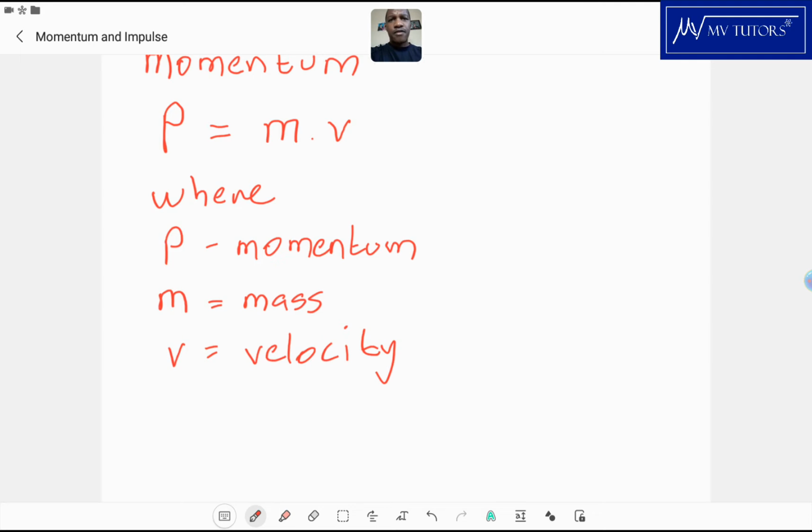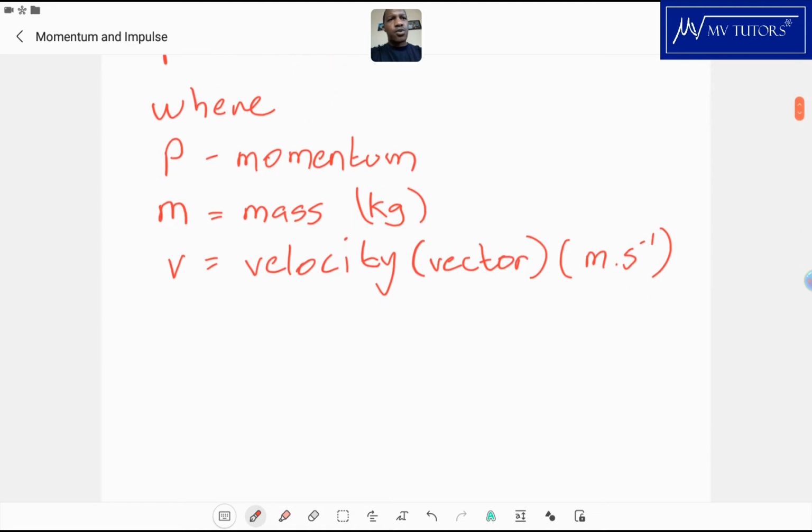Now, what's the difference between velocity and speed? Velocity is a vector, meaning it includes direction, whereas speed is a scalar, meaning you just give the magnitude. Velocity is a vector, so it gives magnitude and direction. Now, the mass is in kgs, and then the velocity is in meters per second.